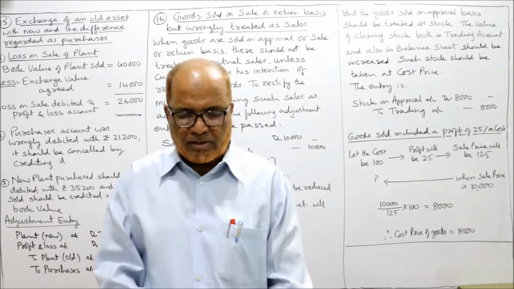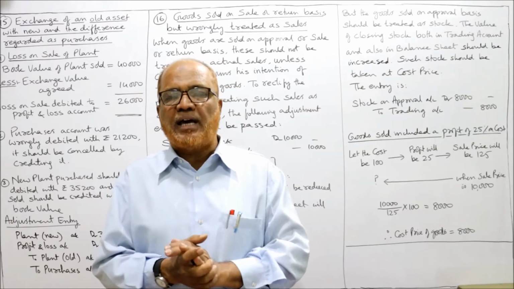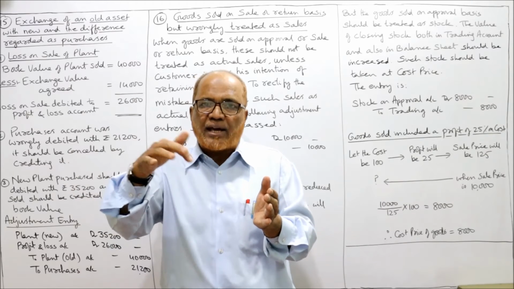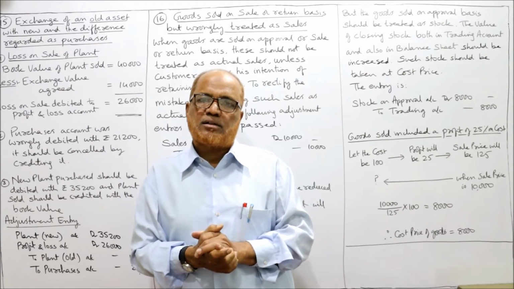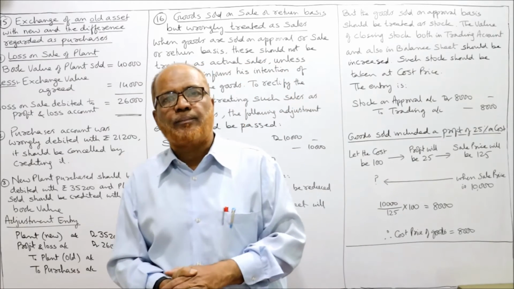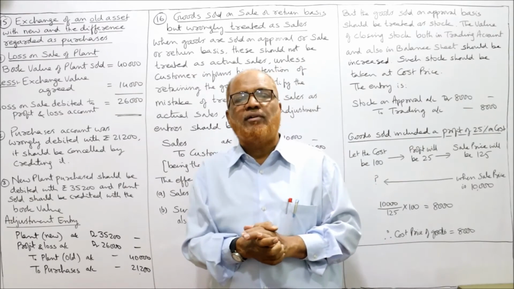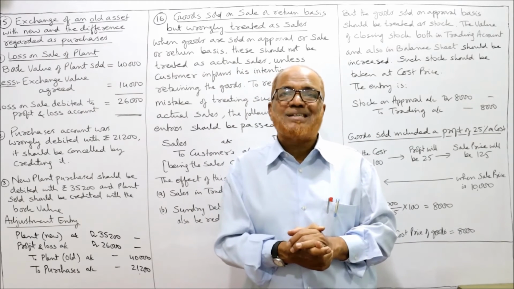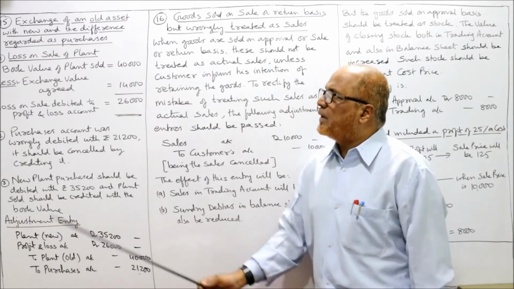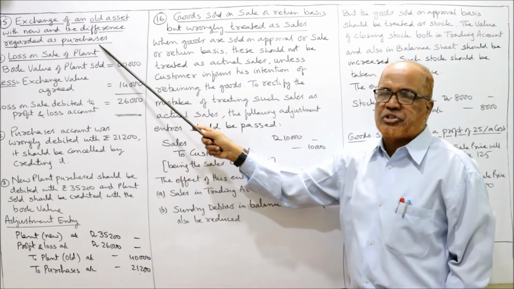Make the necessary adjustments. Now it is asking you to pass the adjustment for rectifying this error. What is that error? 40,000 rupees worth of plant was sold for 14,000 in exchange for a new plant of 35,200. The new plant cost 35,200, right? And the difference between this 14,000 and 35,200, 21,200, was passed through the purchases book. That is a mistake. Now we have to rectify. How to rectify? Here I am explaining. Exchange of an old asset with a new one, and the difference regarded as purchases.